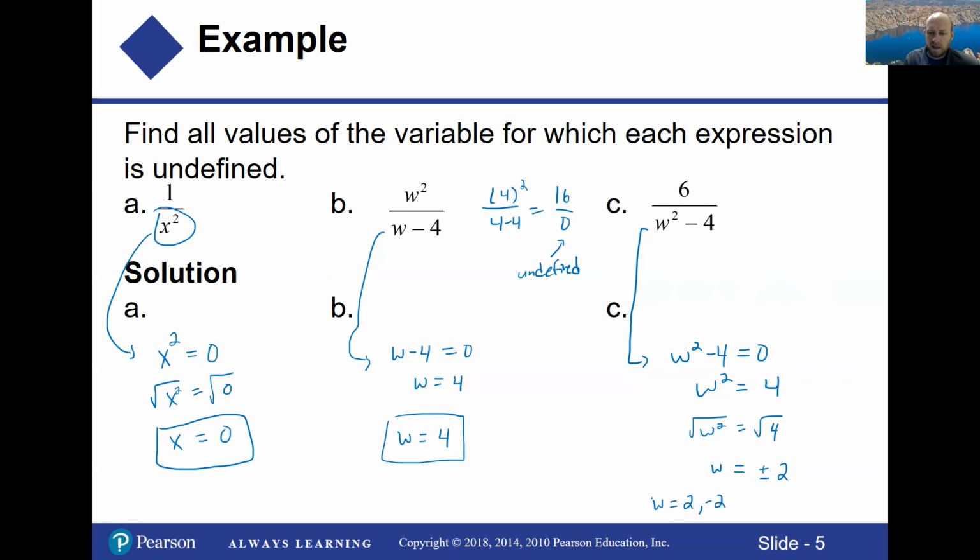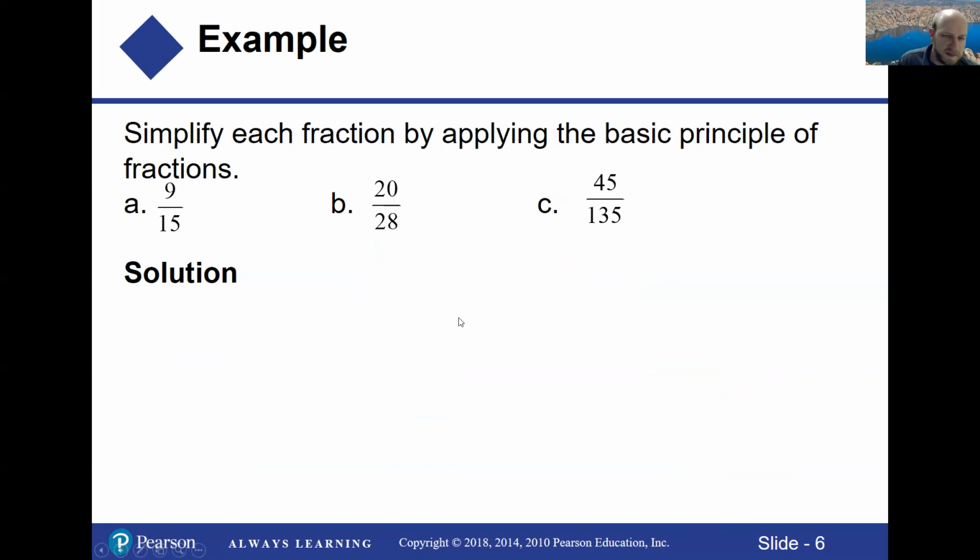And your homework might have like a comma separated list or something like that. So you can kind of write it like this, just 2, -2, or you could just flip it around, -2, 2.